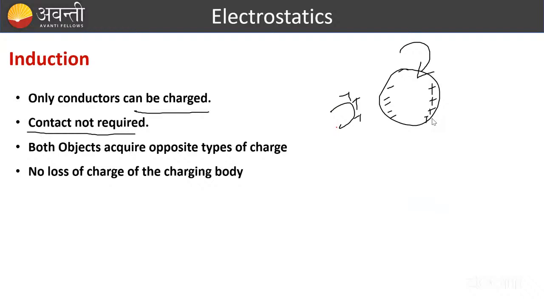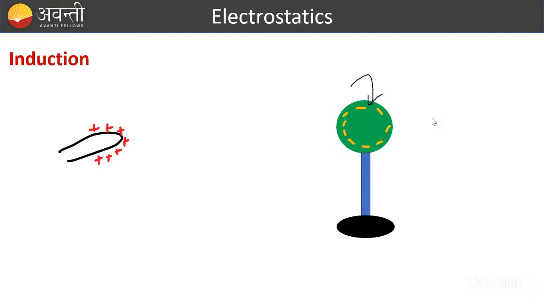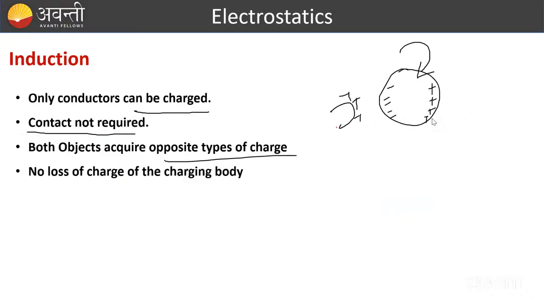Okay, so the third point is that both objects acquire opposite types of charges. Like here, the rod we took had positive charge. We use this rod to charge this sphere, and this sphere got negative charge. So both are oppositely charged. You can see here. And the last point is what?